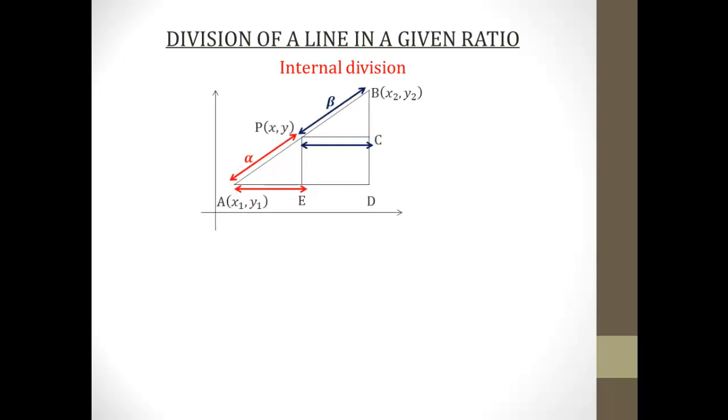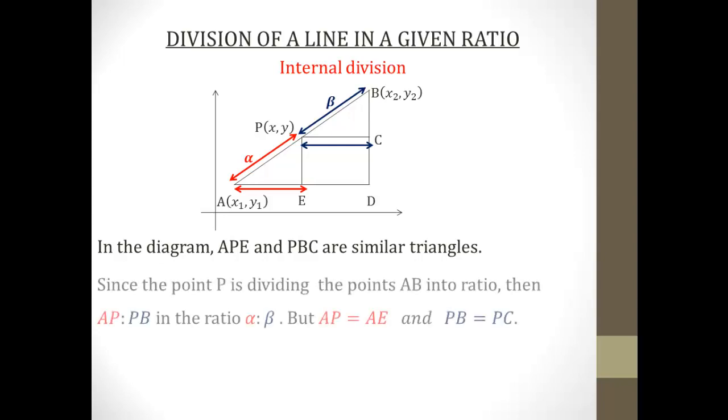Now let's look at the diagram once again. From the diagram we can see from A to P is alpha, and from P to B is beta. We can also see similar things and things which are common, which is why I have used red lines to indicate some and blue lines to indicate others. In the diagram, the triangle APE and the triangle PBC are similar. When we say similar, it means that they have the same shape.